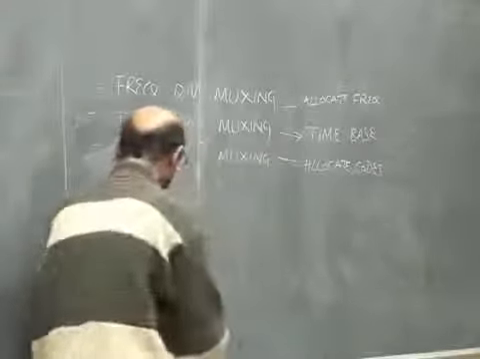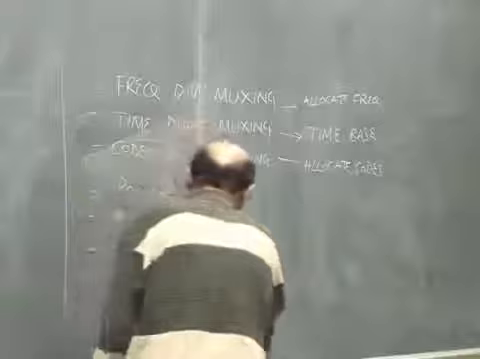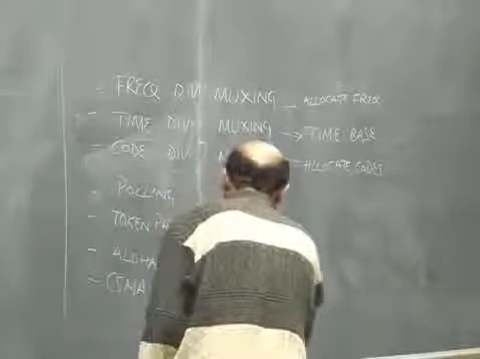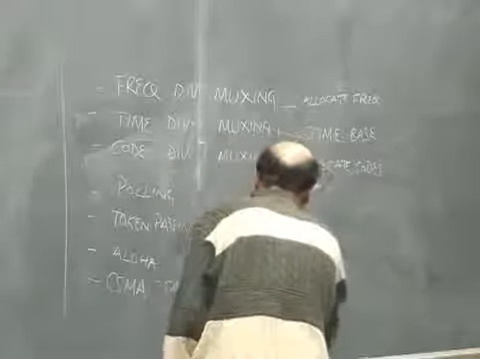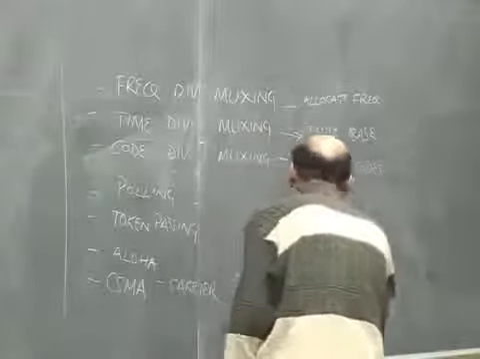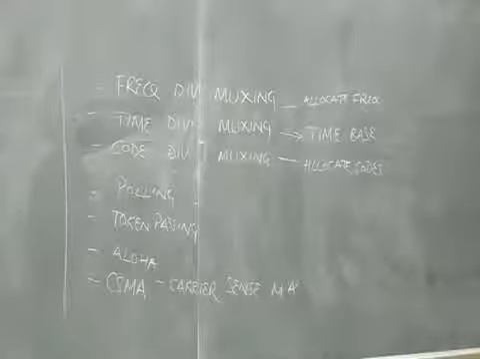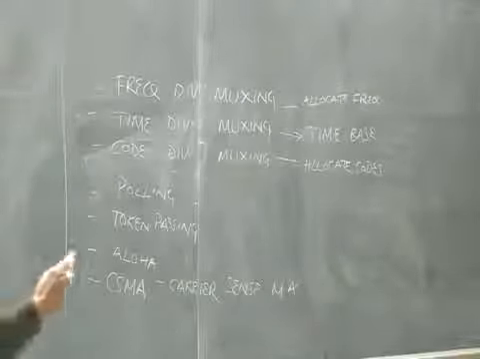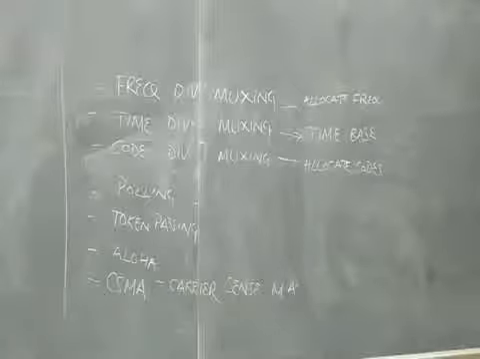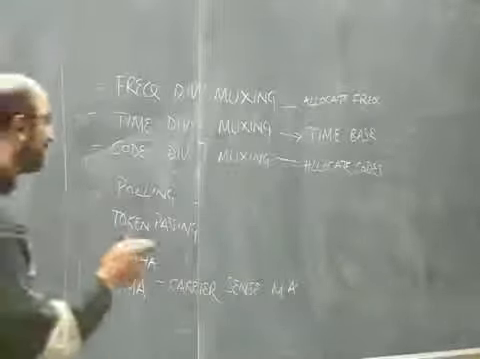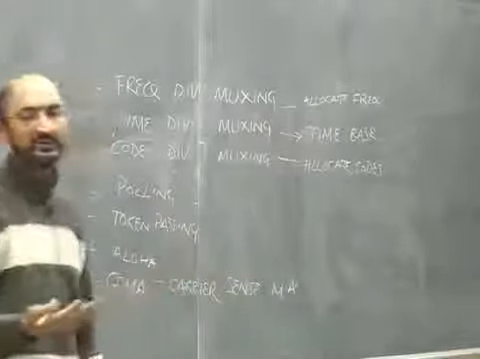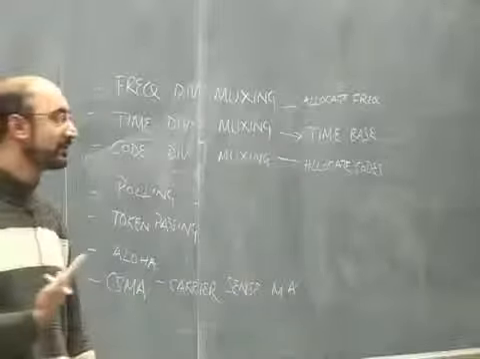Then we have CSMA. CSMA stands for Carrier Sense Multiple Access. And Carrier Sense Multiple Access says this: let's listen first. If somebody is transmitting right now, we ought not to transmit. And if nobody is transmitting right now, let me go ahead. But there is still some chance that two people start at the same time, or almost the same time, in which case you will have a collision.